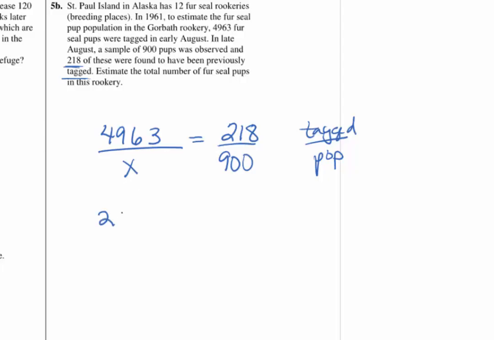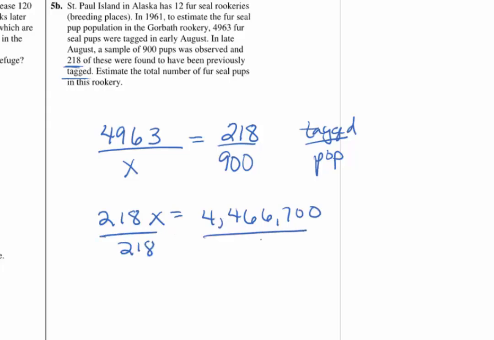So I'd get 218 times x equals, when I multiply the 4,963 times 900, I'll get 4,466,700. Divide both sides by 218, and we'll have that x is equal to 20,489.44. We're going to round it to the nearest seal pup. So that would be 20,489 seal pups.